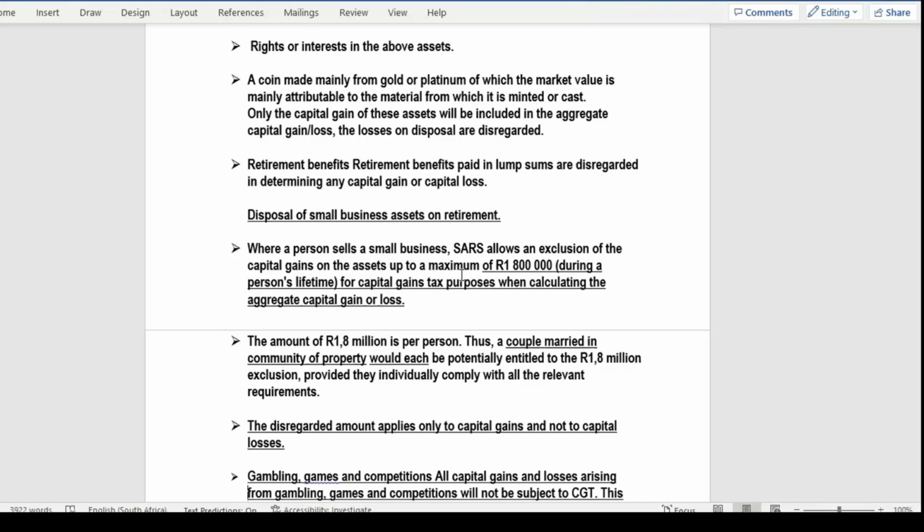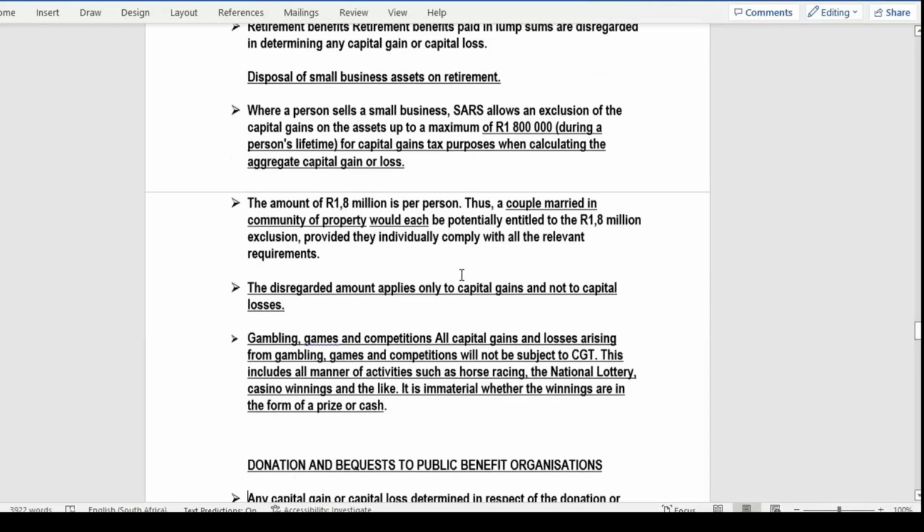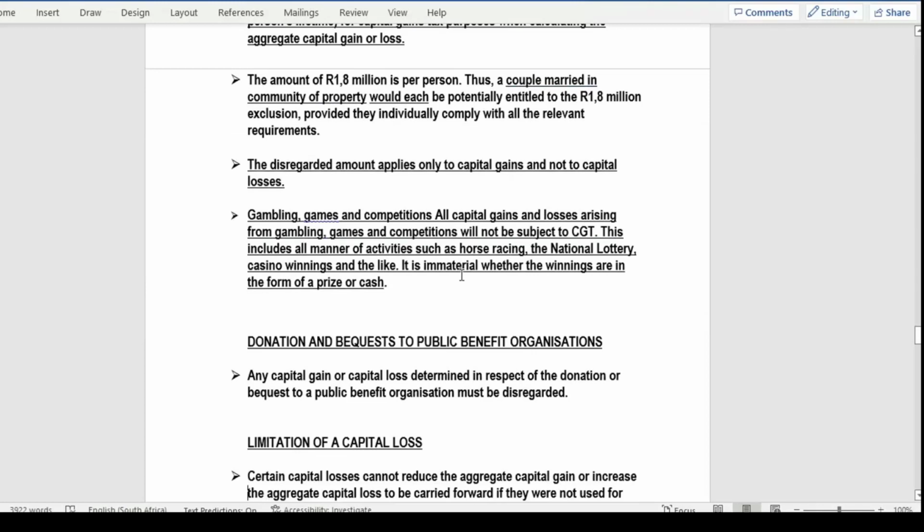Thus, if a couple is married in community of property, each would potentially be entitled to the 1.8 million exclusion, provided that they are within the requirements. All right. So you need to look at the marriage type of the taxpayers. If they're married in community of property, then each individual will be entitled to 1.8 million as per the type of the marriage that includes the 50/50. The disregarded amount applies only to capital gains and capital losses.